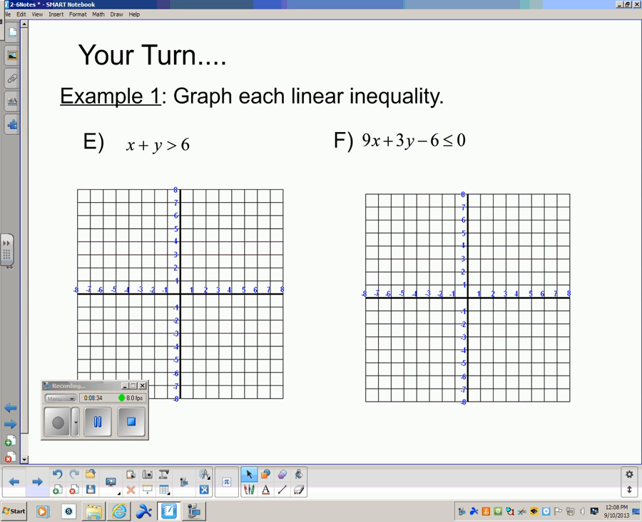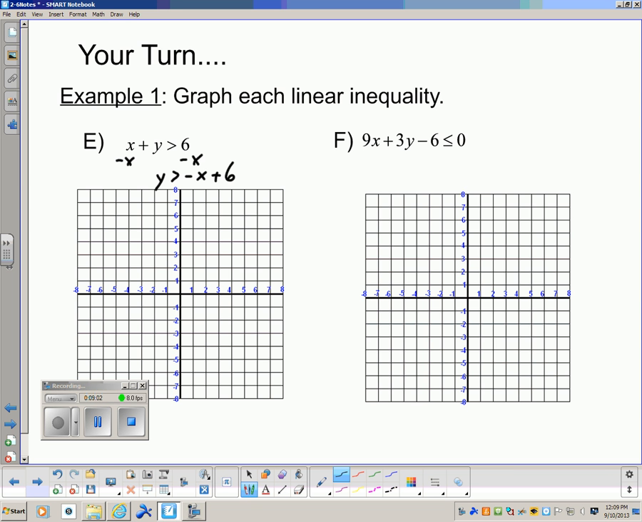So we've got 2 more here, and you could pause it right now if you want and just try these on your own, see if you can do them, and then turn it back on and see if you did it correctly. So I'm going to go ahead and graph these out here. I've got x plus y here is greater than 6, so I could go ahead and bring over and put it in y equals mx plus b form, so y is greater than -x plus 6.